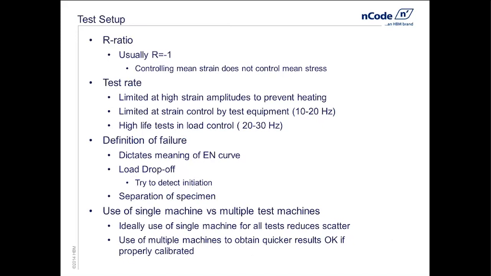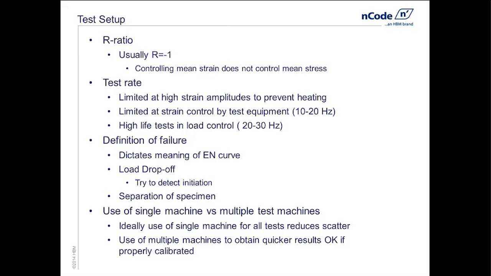And at the higher load tests, even if I were to run at a different mean strain value, the mean stresses will start to move towards 0. So there's no control of the mean stress by mean strain. So almost invariably, we're going to be running with a 0 mean strain, R = -1.